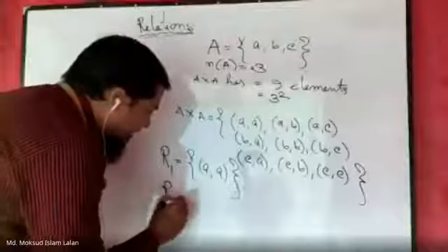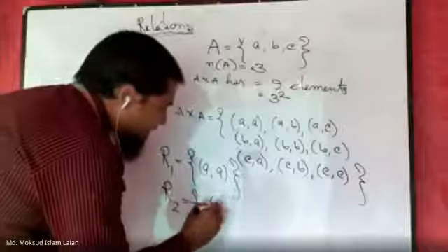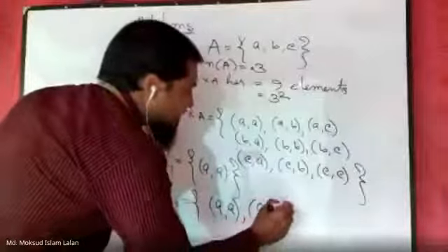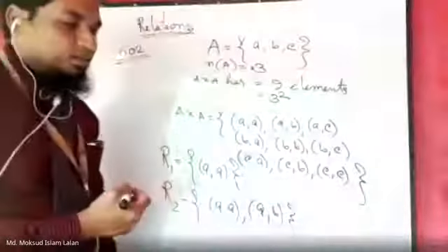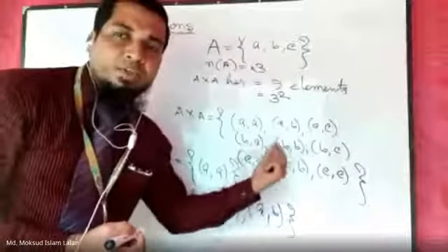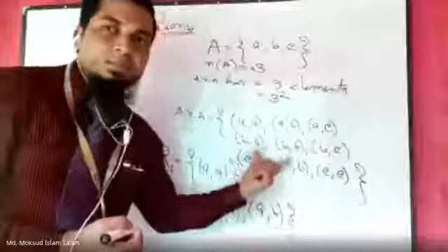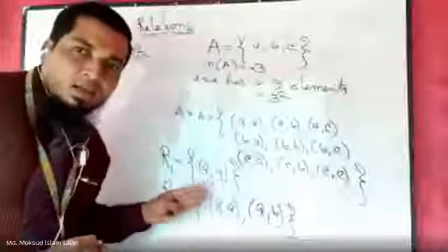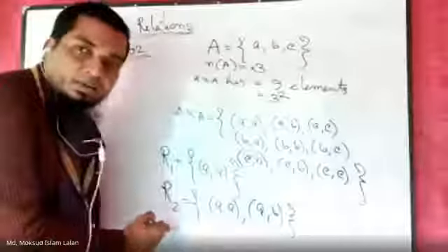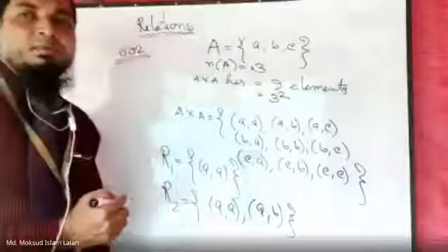So can I write R2 equals to AA or AB? Any two can I write? So maybe considering a single pair, a double pair, three pairs, four pairs, something like this, we can write. My question is, how many relations can you develop?